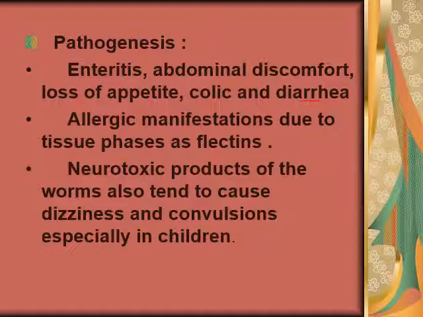There are also some allergic manifestations due to the tissue phases of the cestode Hymenolepis, like phlyctenules. Phlyctenules are an inflammation in the conjunctiva around the limbus, and it is very common with Hymenolepis nana infection. Also, there may be some neurologic manifestations due to the neurotoxic products of the worms. If the infection is heavy, they tend to cause dizziness and convulsions, especially in young children.